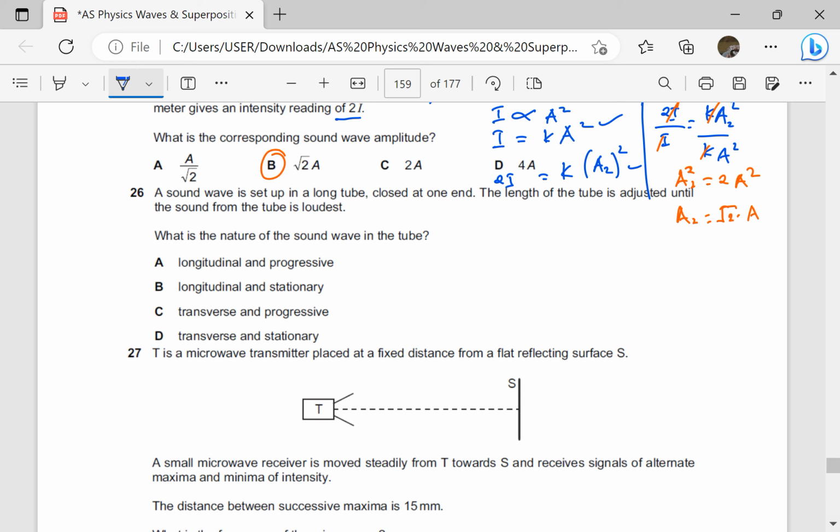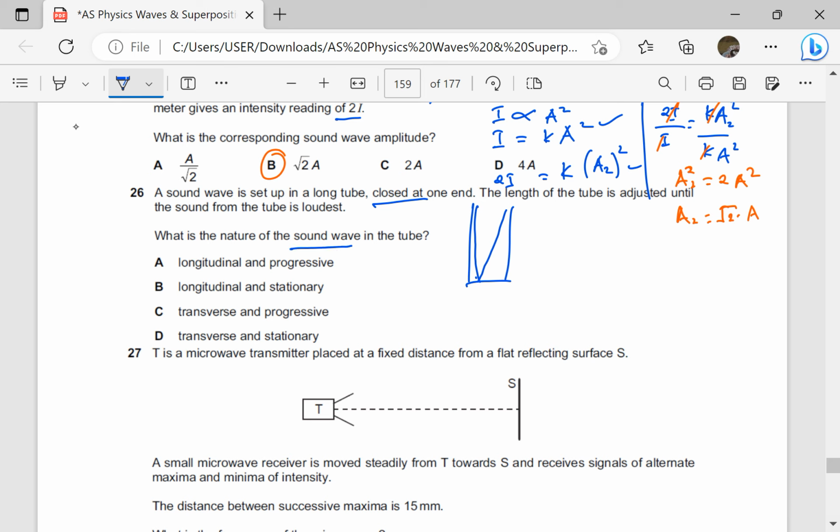A sound wave is set up in a long tube, closed at one end. The length of the tube is adjusted until the sound from the tube is loudest, that is resonance. So it is closed at one end. Then for a closed tube, the loudest sound is formed when the length of the tube is equal to a quarter of wavelength. What is the nature of the sound wave in the tube?